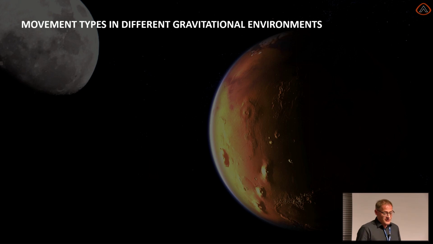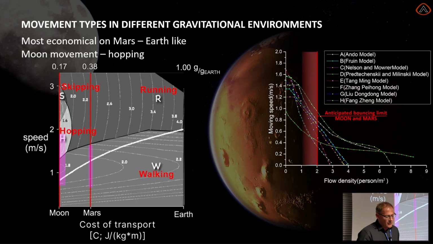Movement types in different gravitational conditions and environments: the most economical way of movement on Mars is Earth-like, while on the Moon, movement differs significantly and presents a kangaroo hopping. You may observe that in Apollo mission footage. As you may notice, the main formula does not provide information on possible bouncing during higher-speed movements, especially for Moon conditions, when transitions to running occur at very low speeds.